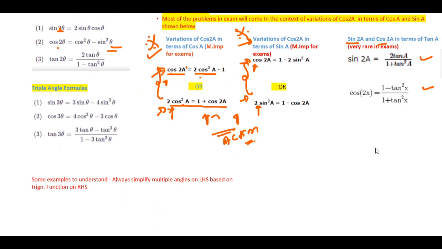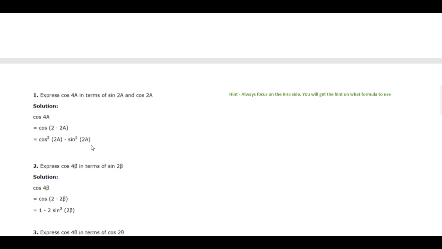So let's jump on a couple of problems to see how to apply and when to apply that, and you'll get the hint in the question itself. For example, express cos 4a in terms of sine 2a and cos 2a. So now you know that the question is asking about cos 4a and 2a and all those things. It exactly matches the pattern of multiple angles. Okay, and like I said, always remember, on one side they're asking 4a, and half of 4a is 2a. So on one side the angle is double, other side is half. So that's another clue of the double angle.